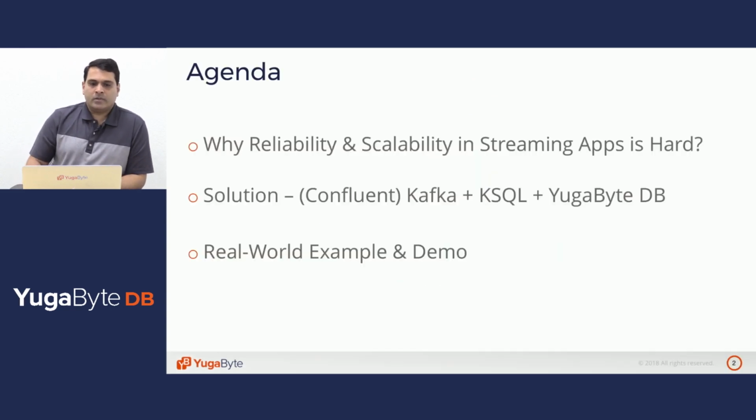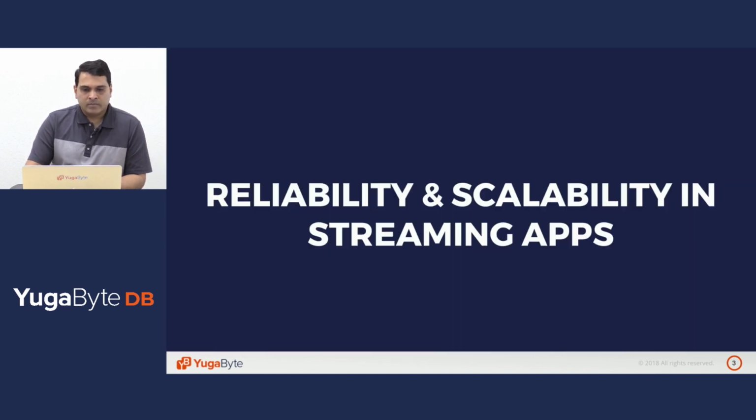So the agenda for seeing how we can build such applications starts off with why we need reliability in streaming apps, because it's a little harder problem. We'll go through the steps of that, as well as see what solution fits into that space and what the reasons are, and also end off with a real world example and demo on how things fit in and how we can simulate such situations and use it effectively.